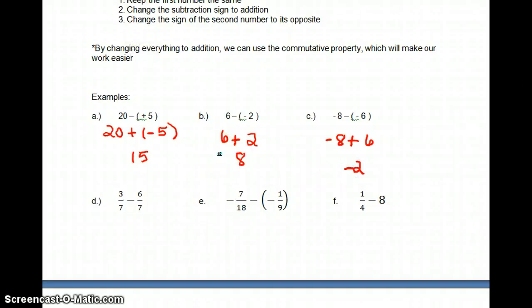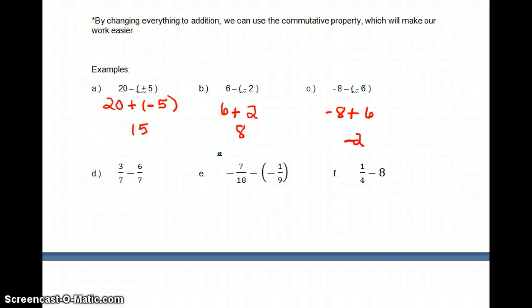I'd like you guys to go ahead and take a minute and do examples D, E, and F. When you're finished, just resume this recording.